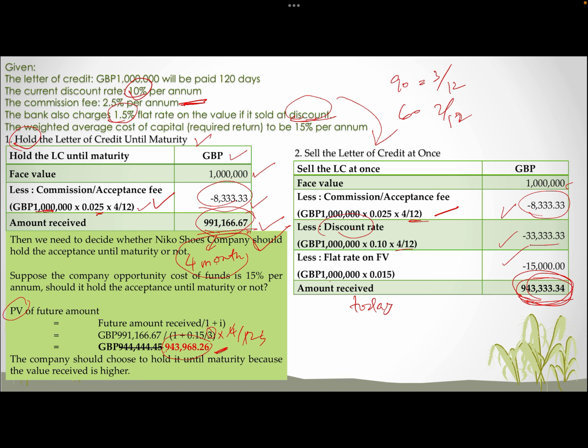Because of the same time, we can just compare. So based on this, we can decide that this company should hold the letter of credit until maturity because the value that they will receive is higher compared to sell today. Okay, alright. If you do not understand, you just repeat this video several times until you understand.